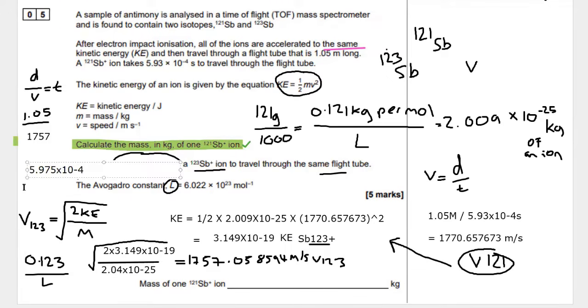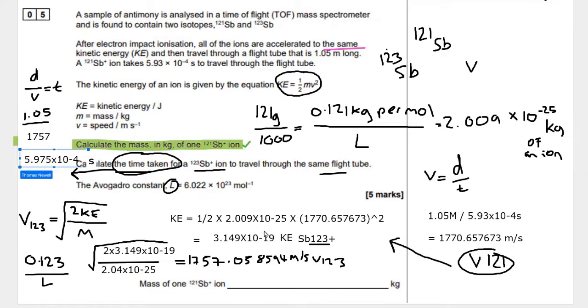So we can see if we compare the times as we would expect, this time of 5.975 times 10 to the minus 4, it's a little bit slower than this 5.93 times 10 to the minus 4 that the other ion took. So it's just that touch slower. And of course, we'd expect it to be slower because it's heavier and it's going at a smaller velocity.